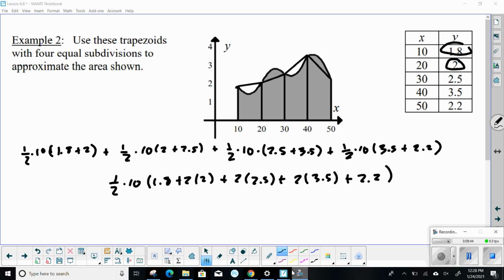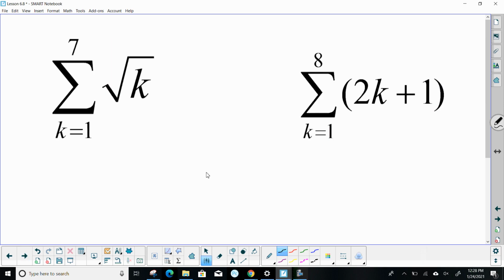But before we do that, I want to review with you really quick summation notation. You guys did this last year in Math 3. You want to make sure you remember it. So if you look at this first problem, we have the summation from k equals 1 to 7 of the square root of k.